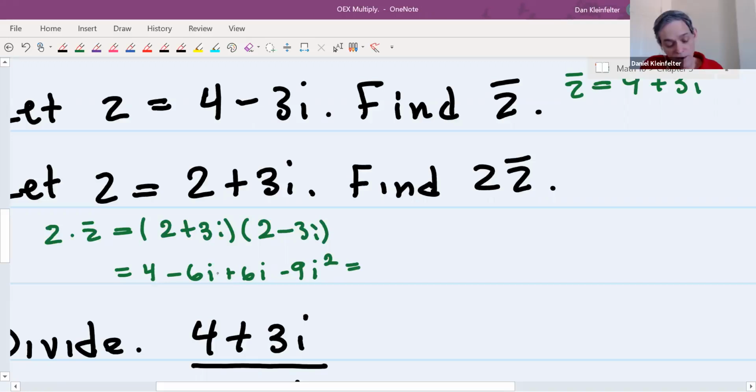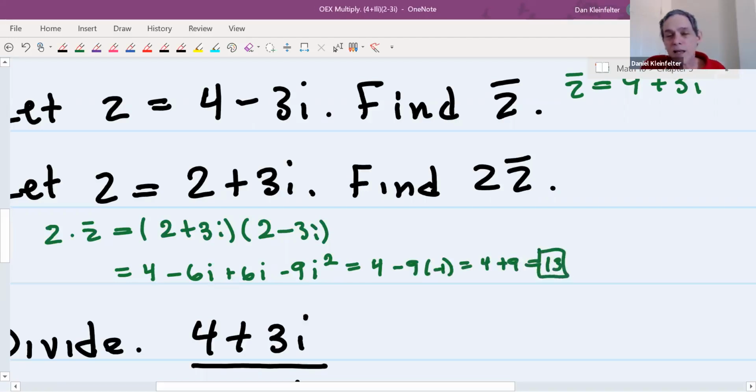Okay, so out front, we have a 4. You'll notice that the outers and inners cancel this time, right? We have negative 6i plus 6i. That adds up to 0. Then we'll have minus 9 times negative 1. 4 plus 9, or 13.